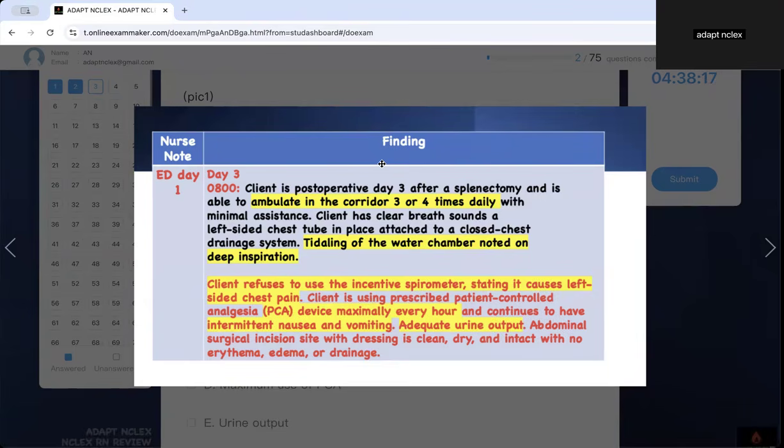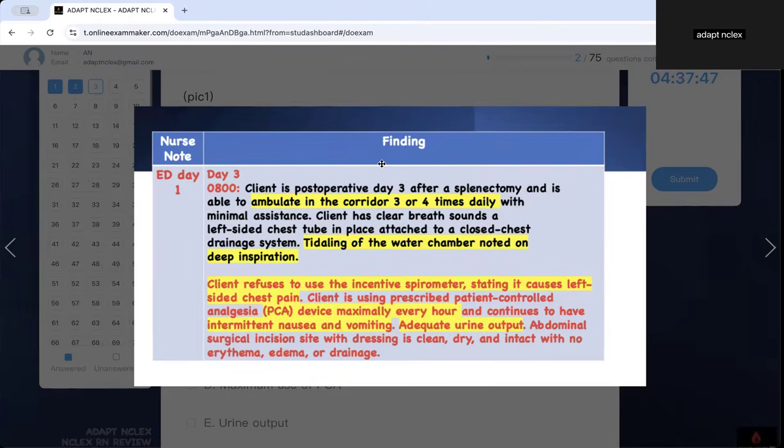When you take a deep breath, you see tidaling in the water seal chamber. The client refuses to use the incentive spirometer. It started improving and states it causes left-sided chest pain, right? The client is using the prescribed PCA every hour, so maximally every hour, and continues to have intermittent nausea and vomiting. Adequate urine output is documented. The abdominal incision site is with dressing clean, dry, intact with no erythema, edema, and drainage.